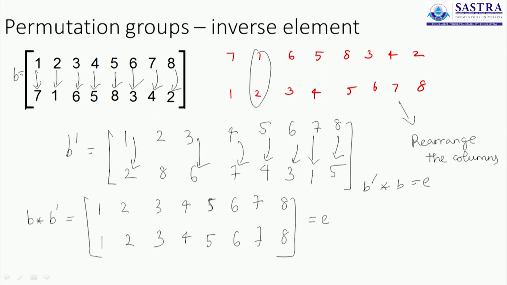Now I'll leave it as an exercise to you to check if B dash star B is also E. That's a simple exercise, and you can believe me, it will always work. You can operate this on this and you'll still get back this E as the answer. That will always work. I'll leave it to you as an exercise.